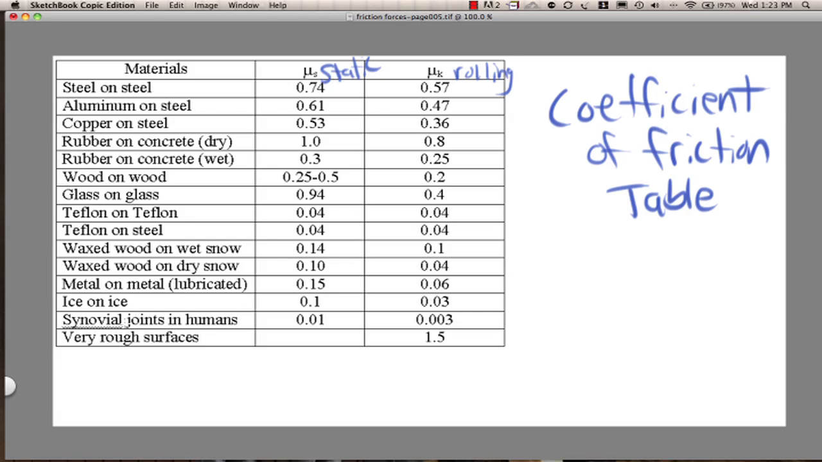I thought this one was good. These synovial joints in humans have very low friction. That's one of the things that we are very efficient at in our joints. We have that synovial fluid that helps to really reduce the friction so that we can move and do all kinds of activities.